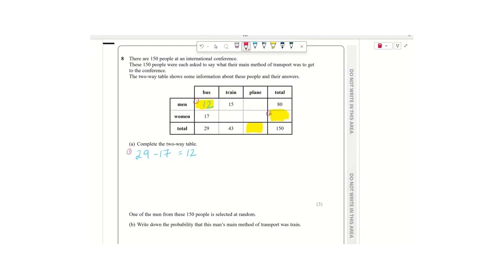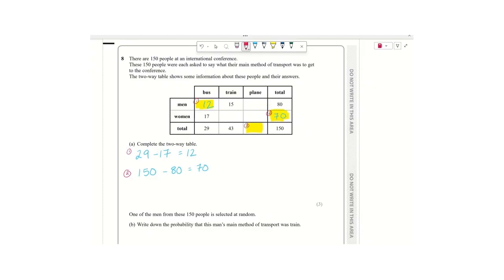If we put a little 2 here, this is the total people going to the conference. There were 150 people in total. 80 of them were men. So if we do 150 take away 80, that gives me 70. So there must be 70 women who attended the conference.